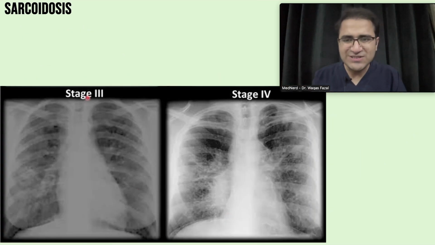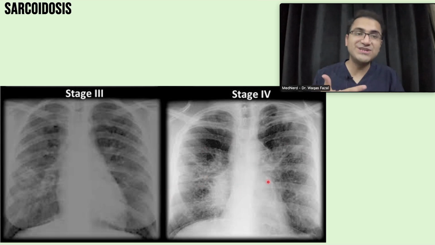Now this is the picture showing stage 3. You won't be able to find hilar adenopathy in stage 3. There is no hilar lymphadenopathy in stage 3, but there are these diffuse parenchymal infiltrates throughout the lungs. That is stage 3. And in stage 4, there will be total destruction of the lungs. There will be complete fibrosis, and in such cases when you order the high resolution CT of the chest, you will find total destruction of the lungs.